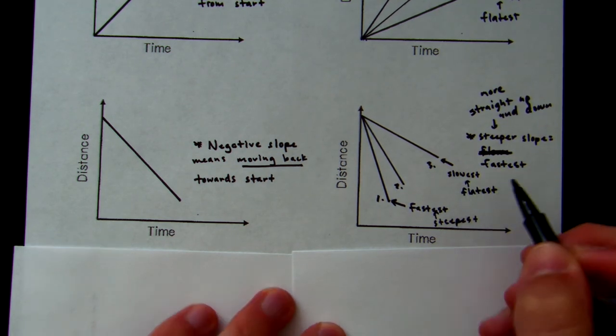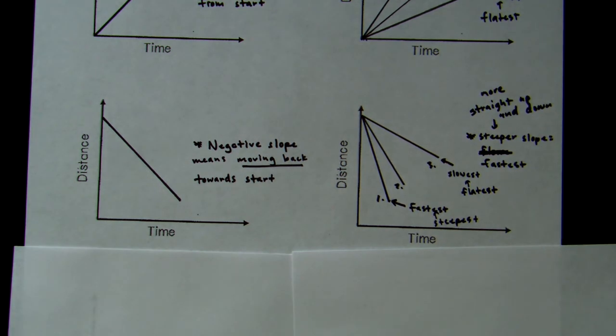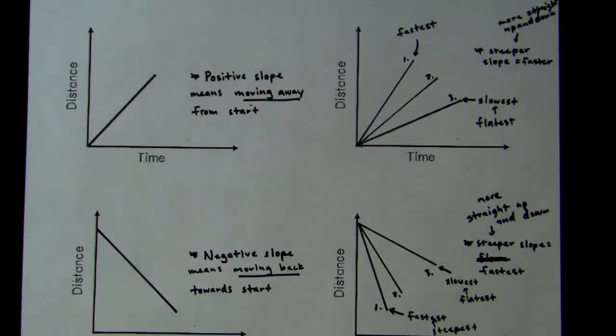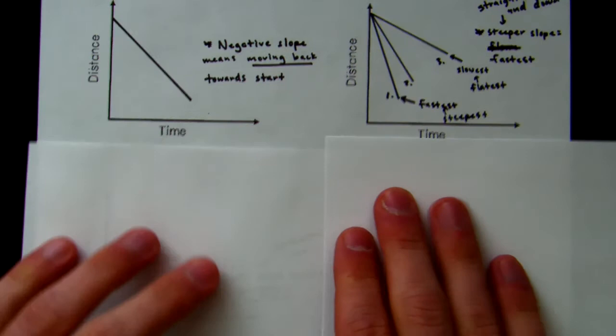Again, whether it's positive or negative, the more steep the slope, the faster you're going. And again, if it's negative, we're going back towards the starting point. If it's positive, we're going away from the starting point.